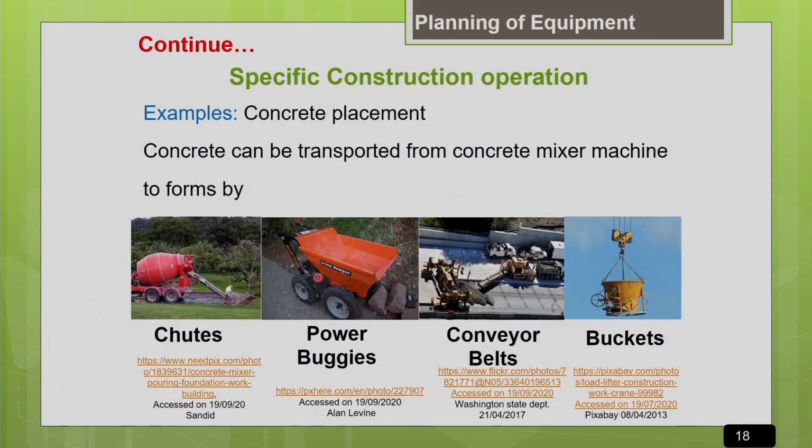Similarly, another example, if we see about the concrete placement. So you have prepared your concrete in your concrete mixer machine. Now you need to transport the concrete to the formwork where it is to be placed. So there are different methods of placing the concrete. Either I can go for this chute, an inclined pipeline, to place the concrete, if the distance is going to be shorter. Or I can go for a power driven buggy like this, which can easily carry the concrete from the mixer machine and take it to the formwork. Or you can even go for a pumping method, which is more popular.